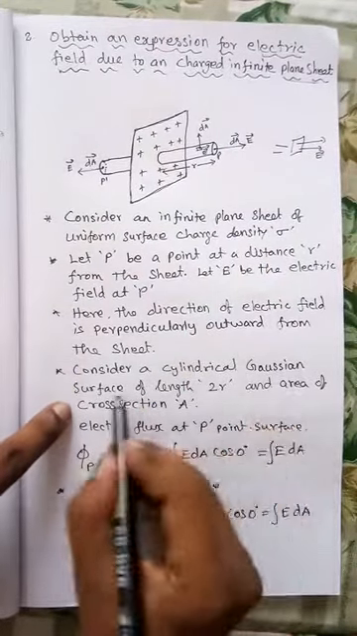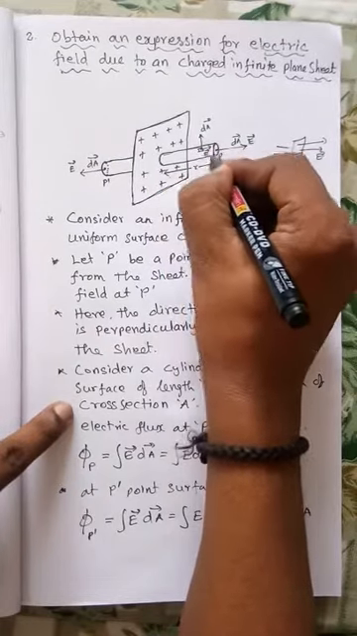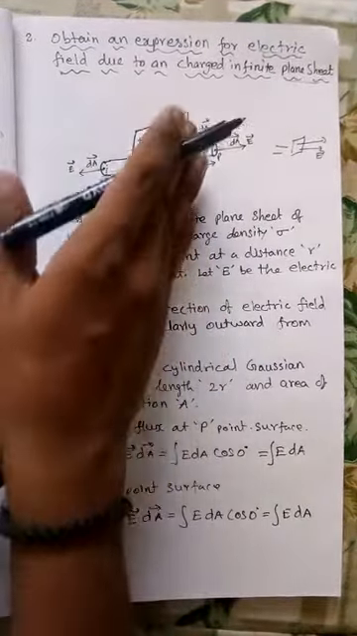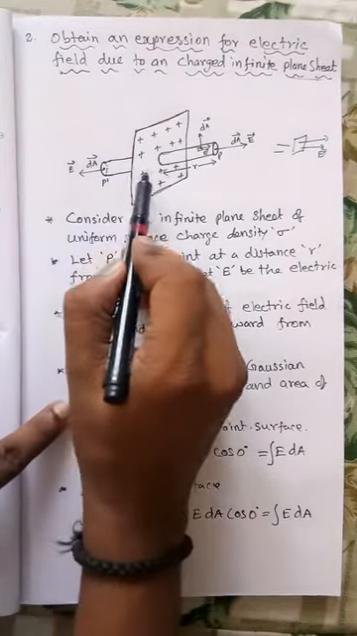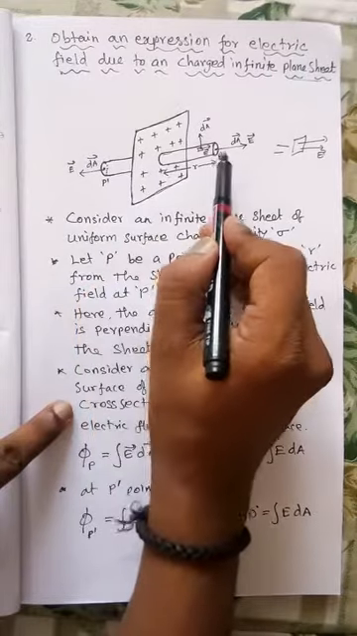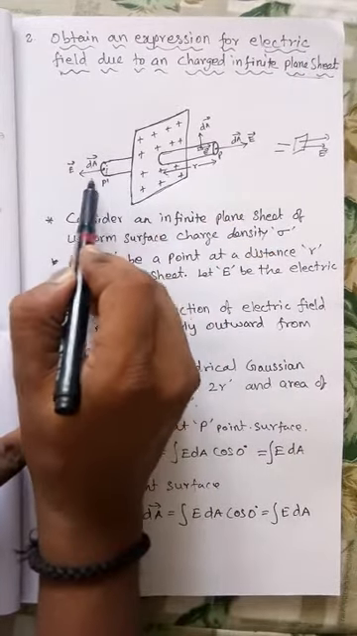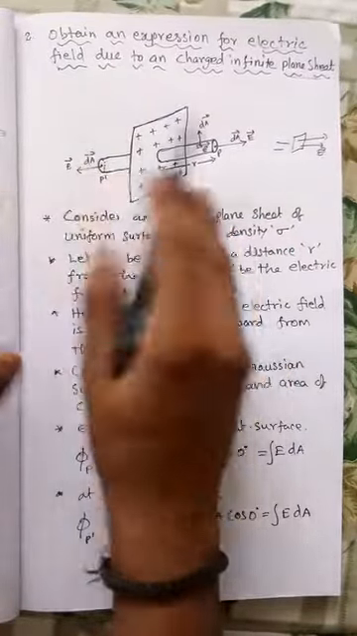Consider a cylindrical Gaussian surface. Now you consider a small imaginary area. This is a Gaussian surface. See, if you consider a plate, one side charged means automatically the other side is also charged. So for example, if the field travels 10 centimeter on one side, it travels the same 10 centimeter on the other side. So you have to calculate both sides because of the sheet.